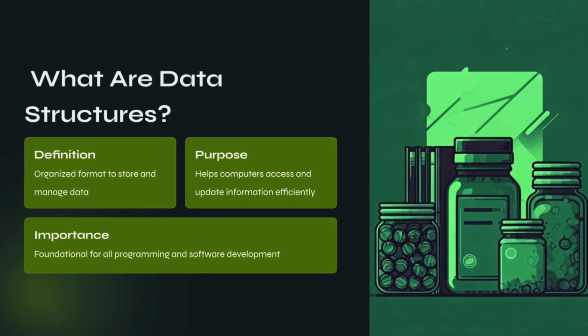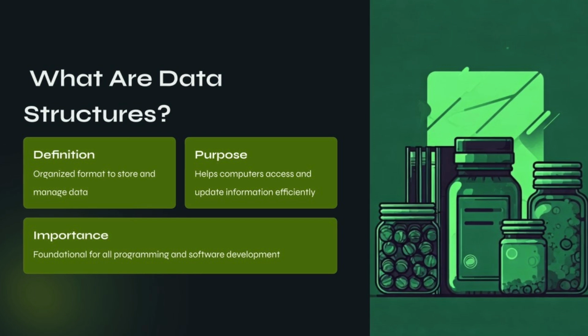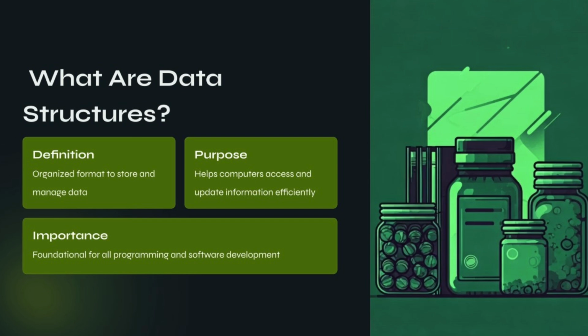That brings us to the purpose. Data structures help computers access and update information efficiently. In real life, if you throw all your clothes into one big pile, you'll spend hours finding your favorite t-shirt. But if your clothes are folded neatly and sorted, you'll find it in seconds. Similarly, good data structures save computers a lot of time and effort.